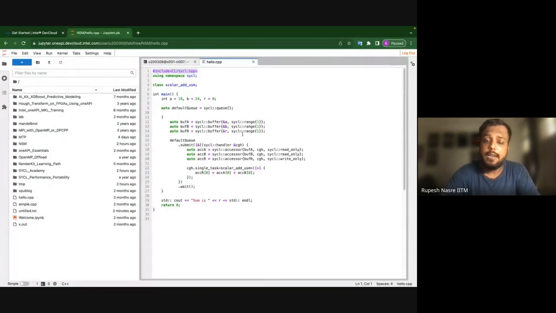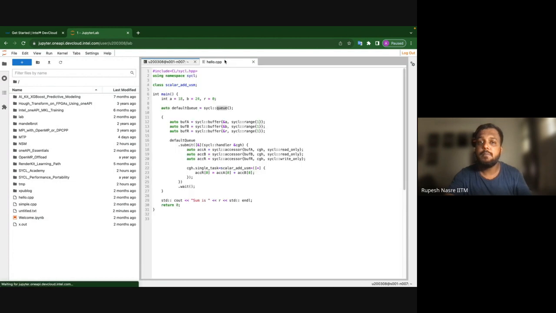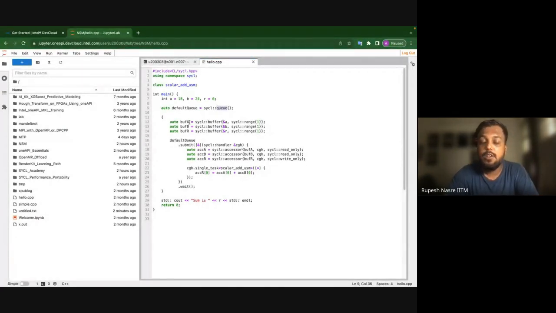Now what I am trying to do in this code: I have three variables, int A, B, and R. I created a queue. It will select the default device which is currently available. I have these devices available, and it will pick one. If I submit work to it, it will submit the work to that device, and it will start executing. So now I have two integers, int A and int B.